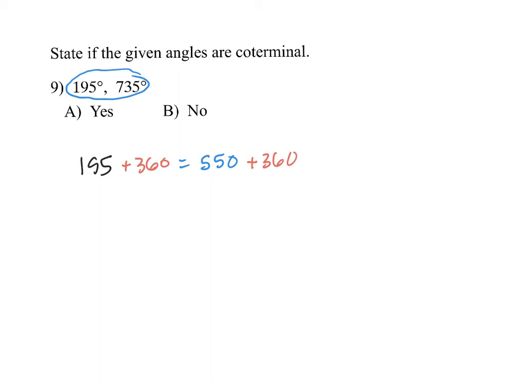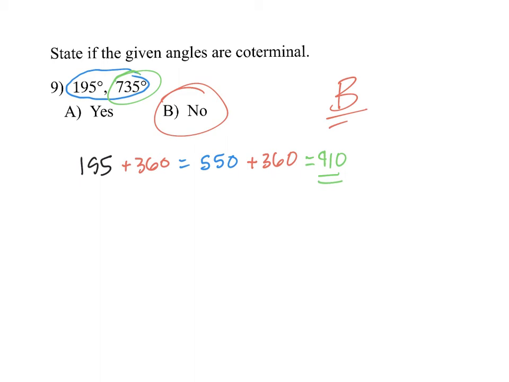So 550 plus 360, what is that? 910? Yep. All right. Sorry, I was pausing to think there. Now 910, we missed the 735. So the answer here is a big no. This is a letter B. These angles are not coterminal.